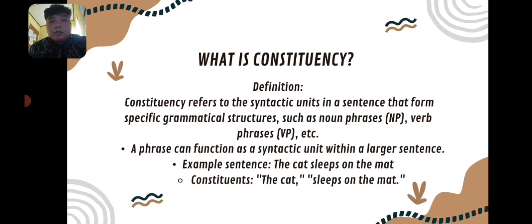The definition of constituency: it refers to the syntactic units in a sentence that form a specific grammatical structure, such as a noun phrase, or we can call it NP, and a verb phrase, or we can call it VP, etc. A phrase can function as a syntactic unit within a larger sentence, for example, the sentence "the cat sleeps on the mat."